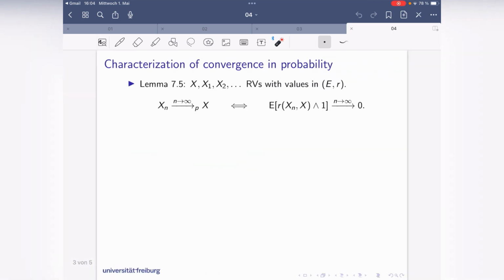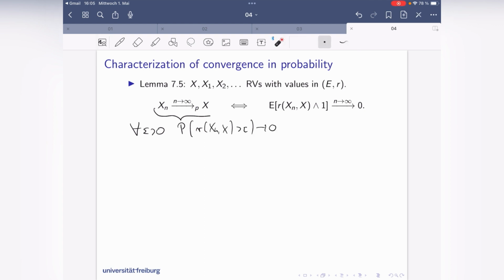But before we can come to this, we need an auxiliary lemma, which is the following. I call this a characterization of convergence in probability because there is an alternative formulation. So Xn goes in probability to X. To write that down, what did this mean? That meant for all epsilon bigger than 0, the probability that d(Xn, X) is bigger than epsilon goes to 0. So that was the definition.